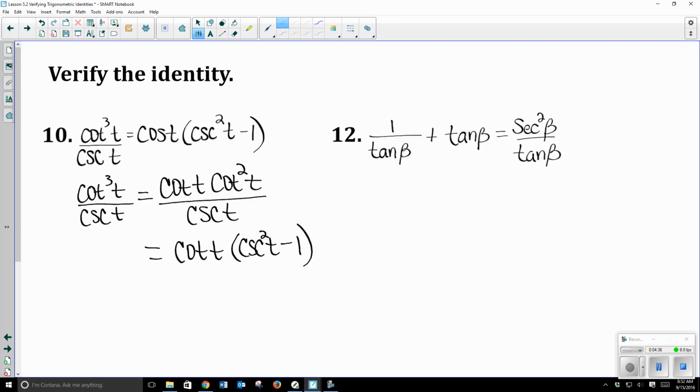You just have to, until you learn your identities, you just keep that sheet and look at it, or look in the front of your book. It's in the very front of your book. You can replace cosecant squared t minus 1, or put that in for cotangent squared t. So I have part of it. Now somehow I have to change cotangent t over cosecant t into cosine t.